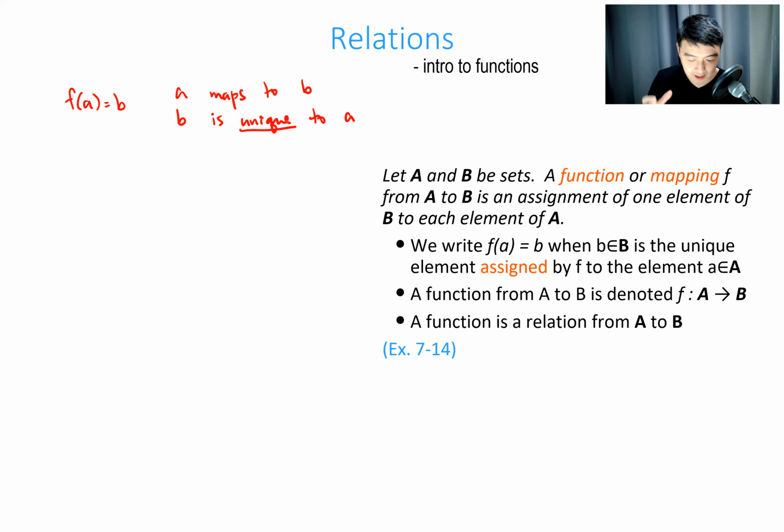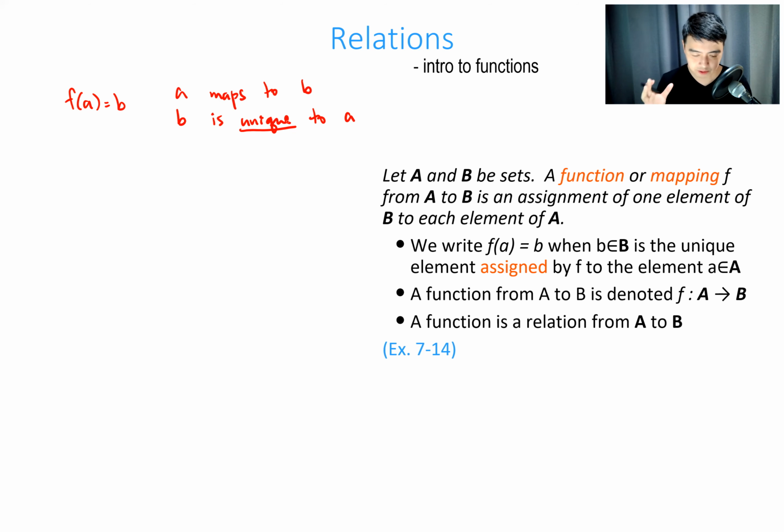So since B is unique to A, another way of saying that is you cannot have one input that gives you multiple outputs. Okay, so you cannot have an A that gives you multiple Bs. That would not classify as a function. So let's see how we can say B is unique to A.